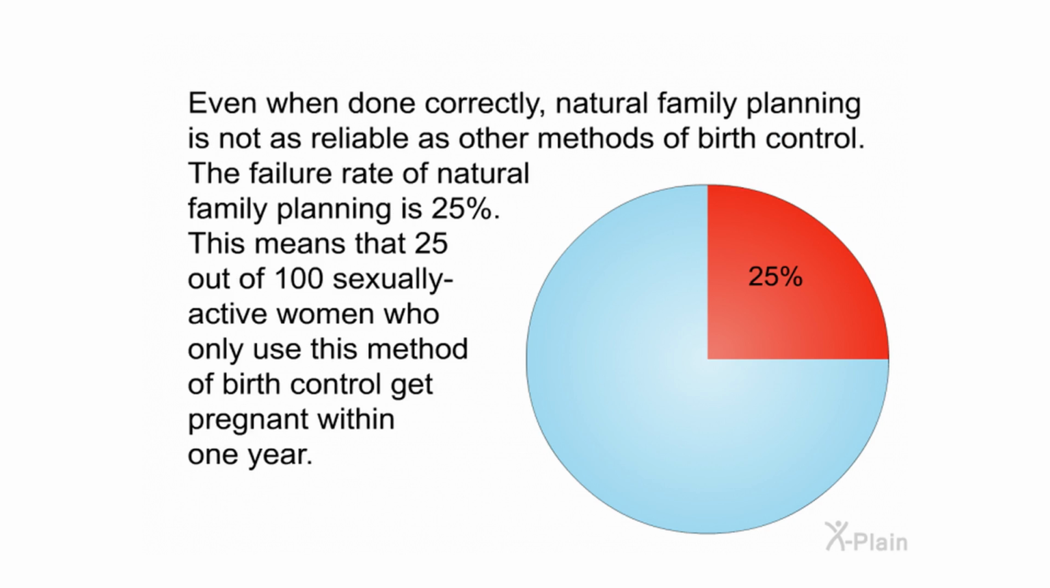Even when done correctly, natural family planning is not as reliable as other methods of birth control. The failure rate of natural family planning is 25%. This means that 25 out of 100 sexually active women who only use this method of birth control get pregnant within 1 year.